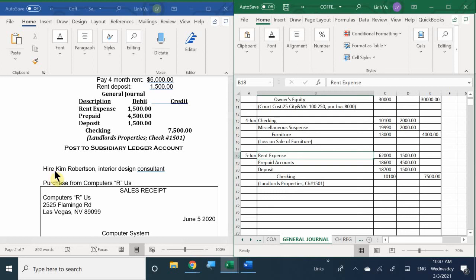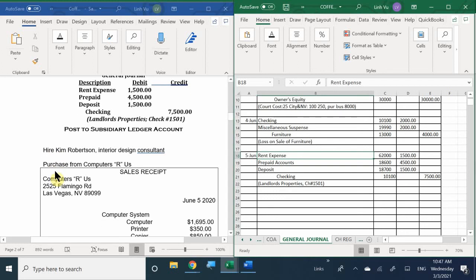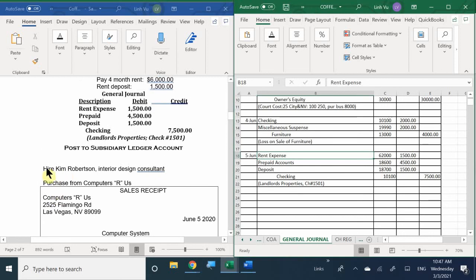We bought a computer system. What happened before that? There's a transaction right here. Oh, we hired somebody. Yes, we hired Kim Robinson, an interior design consultant. So, what can we do with her? Can we journalize this transaction?